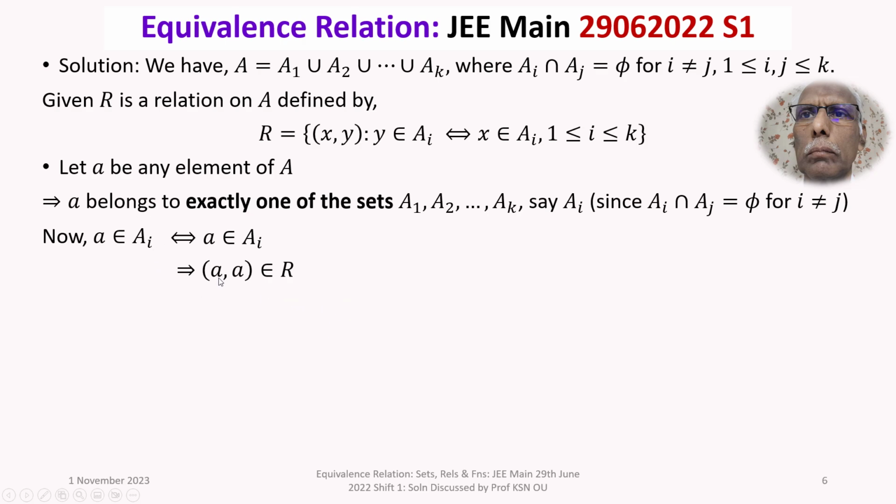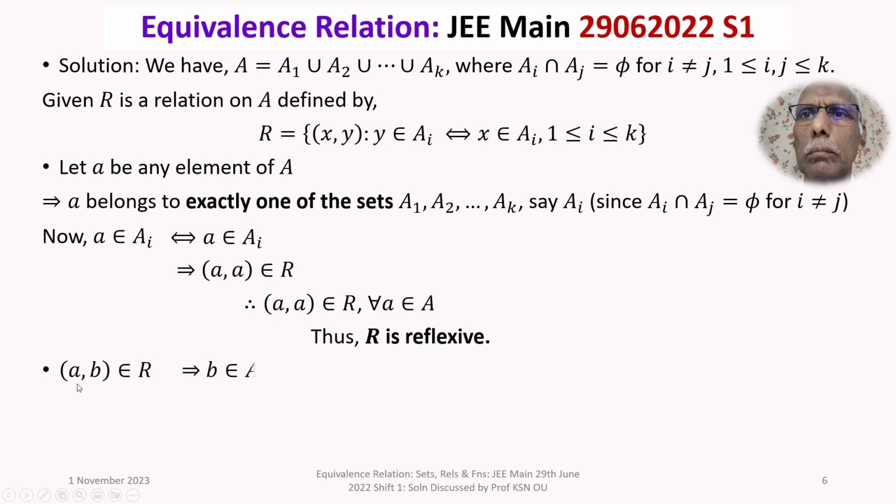How is a taken? a is any element. That means a is arbitrarily chosen. That means (a, a) belongs to R for all a belongs to A. Therefore, R is a reflexive relation. That is the first outcome. Agreed. Now we go to the symmetric nature of R. Let us see. Start: (a, b) belongs to R. Apply the definition: b belongs to Ai implies and is implied by a belongs to Ai for some i.